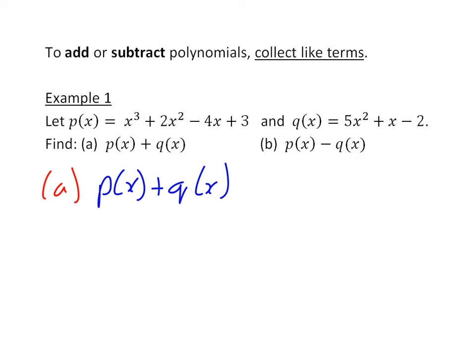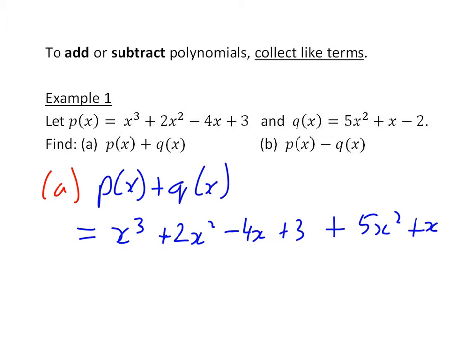So we'll write that out. P of x is this, and then we add q of x, which is 5x squared plus x minus 2. And so now, just collecting like terms.